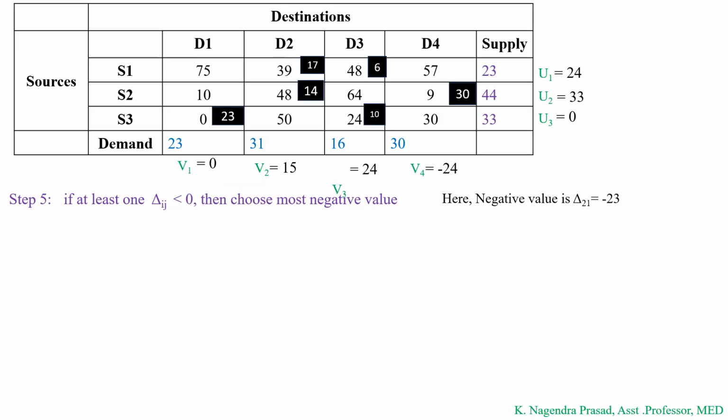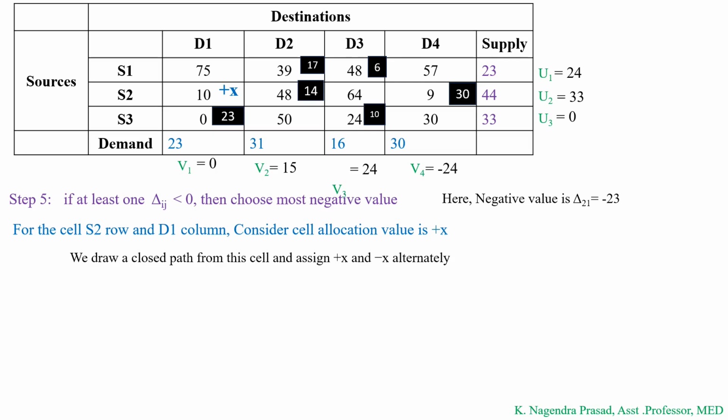Here delta 21 is the negative value. So for the cell S2 row and D1 column, consider the cell allocation value as plus x. Next we draw a closed path from this cell and assign the plus x and minus x allocations alternately. So this is the closed path. Next we have to allocate the plus x and minus x allocations alternately. So the first one we allocate plus x. So next one is minus x.